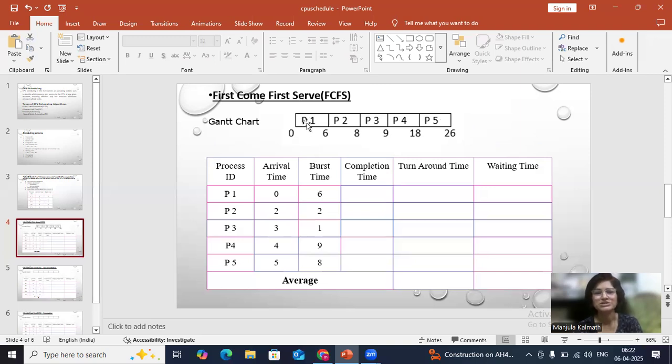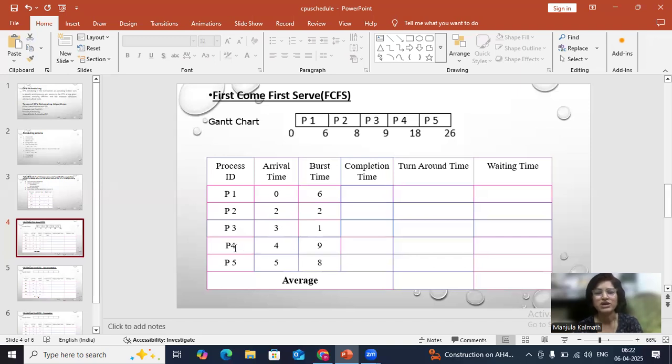In the Gantt chart, P1 goes from 0 to 6, taking 6 units. After this, P2 comes. The arrival time of P2 is 2 and its burst time is 2. 6 plus 2 is 8. Next, P3 comes at unit 3 and its burst time is 1. 8 plus 1 is 9 here.